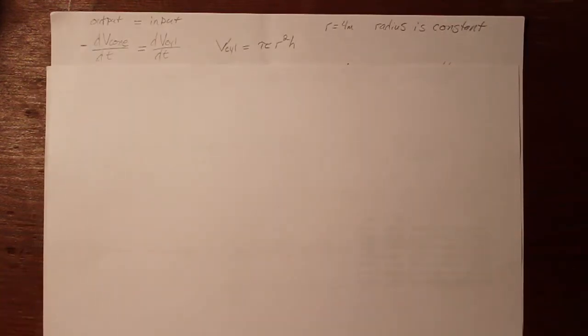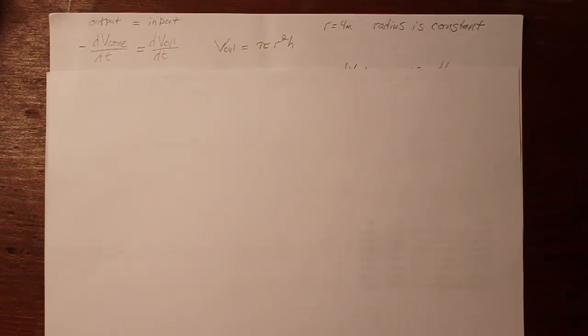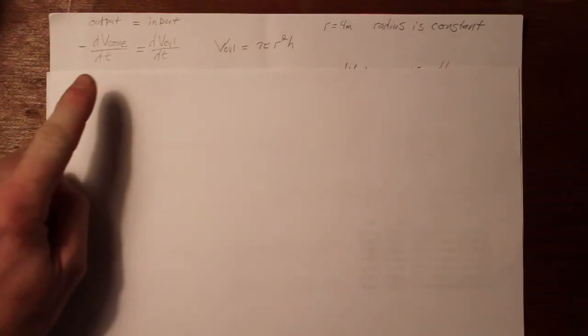Now these are important because we're going to be inputting them into our equation to solve for the height of water for the cylindrical tank. Because the conical tank drains directly into the cylindrical tank, we know that the output, or rate of change in volume of our conical tank, is equal to, but opposite, the rate of change in volume for our cylindrical tank, as shown here.